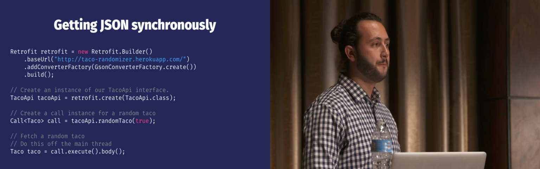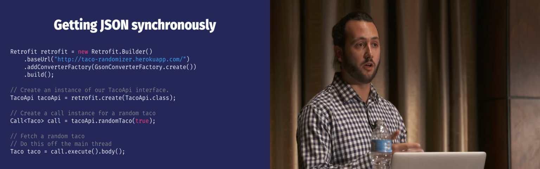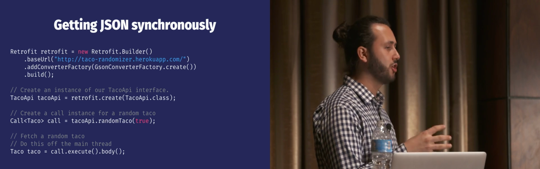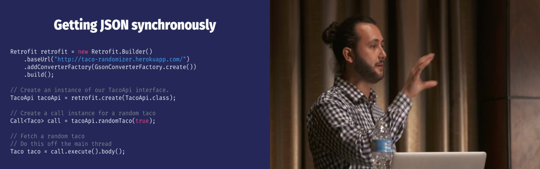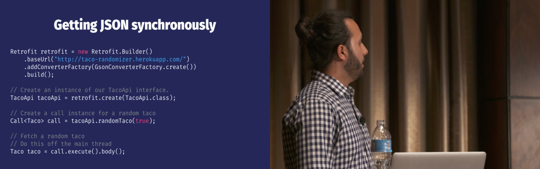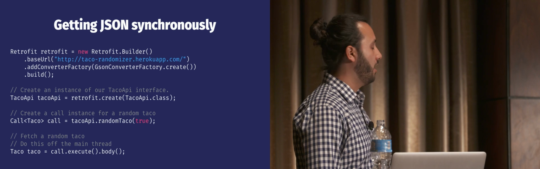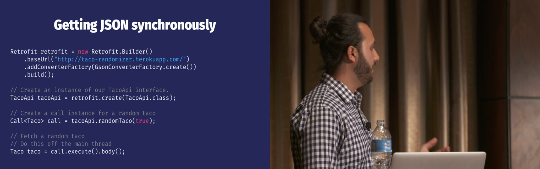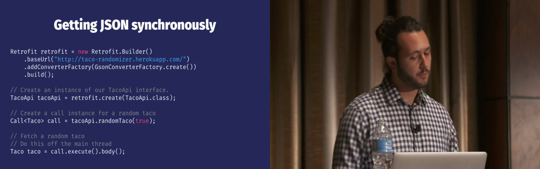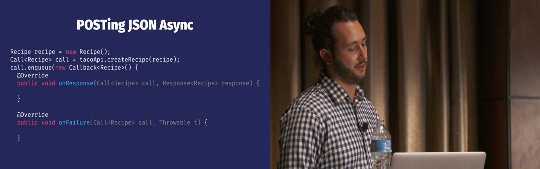With the call, you can make the call synchronously, asynchronously, or cancel the call either while it's working or before it even starts. Or you can also clone a call object, so you can make that same request over again by cloning an object and making a new request. So if we're going to get the JSON synchronously, we're going to execute the call. Execute means synchronously. And in a bit of a happy path here, the body should return us a taco object. Again, I suggest you do this off the main thread, or you can just work it asynchronously.